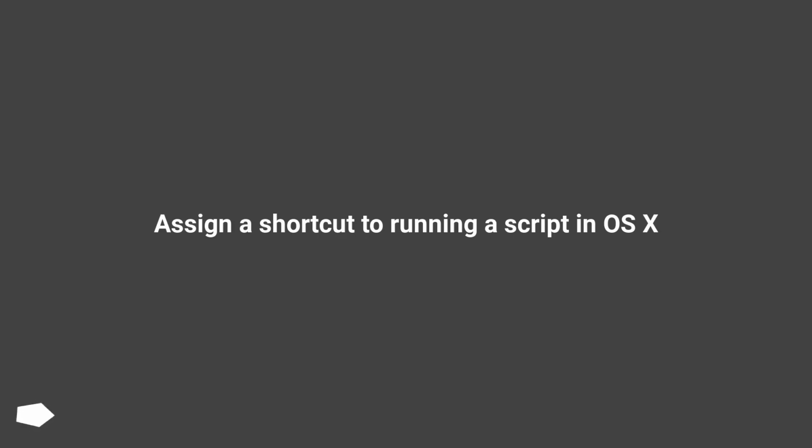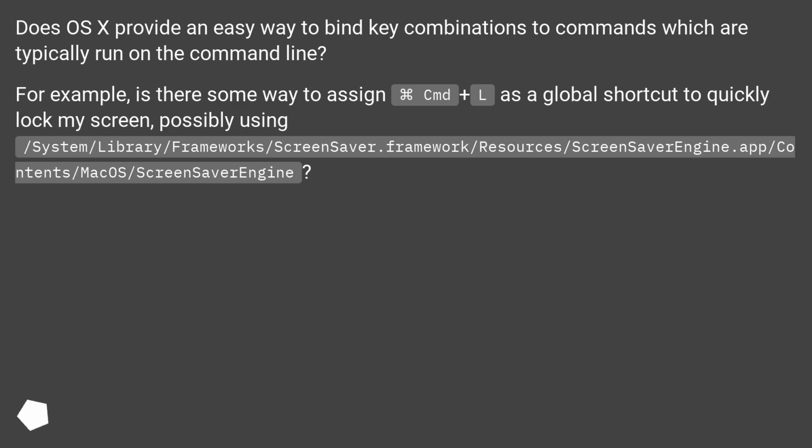Assign a shortcut to running a script in OS X. Does OS X provide an easy way to bind key combinations to commands which are typically run on the command line? For example, is there some way to assign cmd+L as a global shortcut to quickly lock my screen, possibly using /System/Library/Frameworks/ScreenSaver.framework/Resources/ScreenSaverEngine?